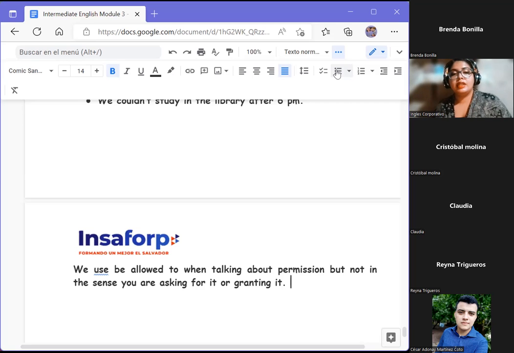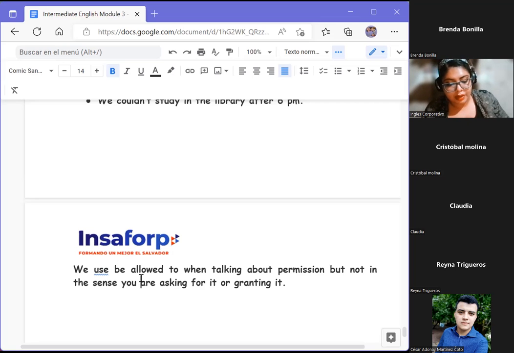So in this case is saying that we use the phrase be allowed to when talking about permission, but not in the sense you are asking for it or granting it. En este caso no es cuando estemos preguntando en sí por permiso de algo, sino que en este caso es como cuando va a suceder una situación.